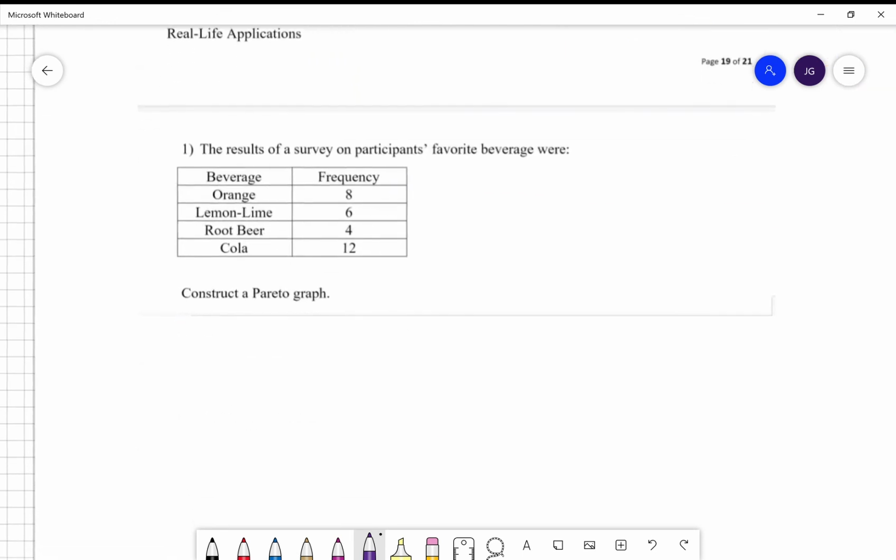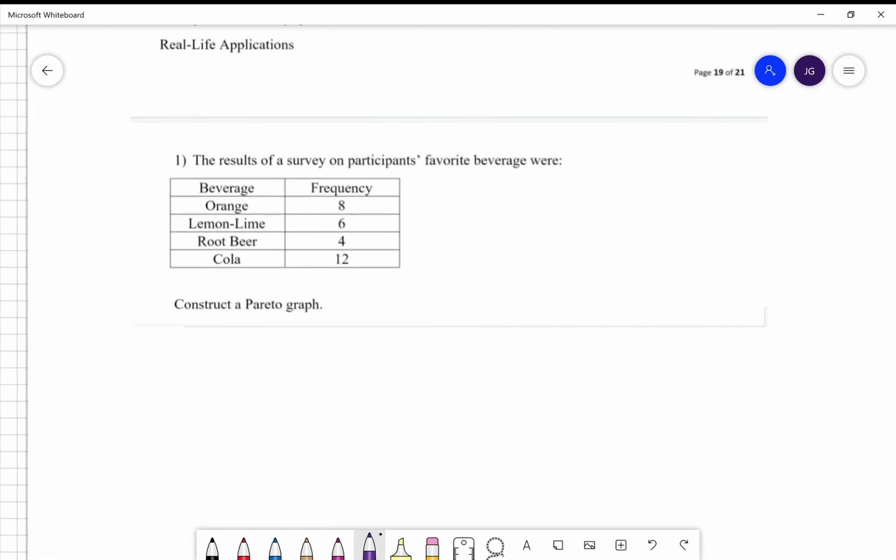Okay. The results of a survey on the participants' favorite beverage were orange 8, lemon lime 6, root beer 4, and cola 12. Construct a Pareto graph. A Pareto graph is a bar graph, highest to lowest. So my highest is cola.